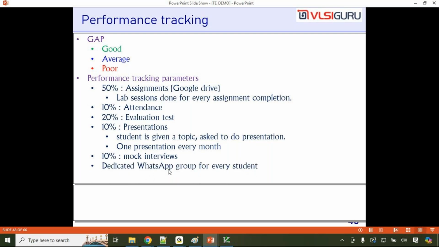And as I said, there will be a dedicated WhatsApp group for every student where you can post your request, what support you need from the institute. In that, trainer, admin, and student will be there.